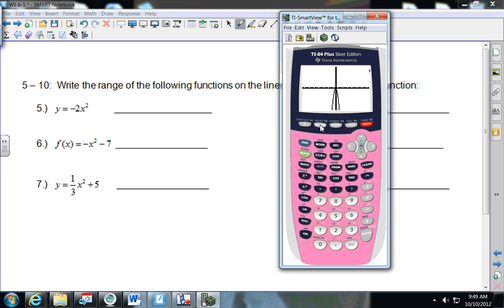Oh, golly gee willikers. Okay, make sure your window settings are right at -10, 10, and you can just clear your memory when you first get your calculator. That'll make it easier.